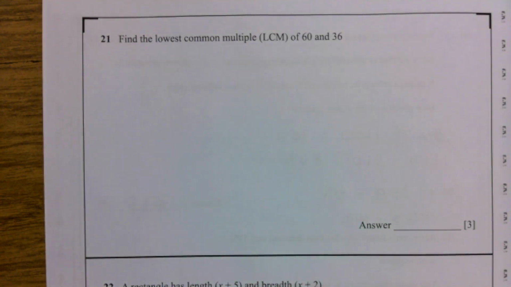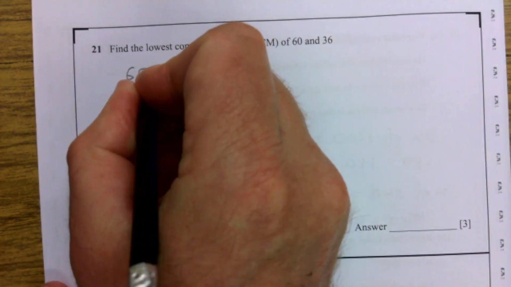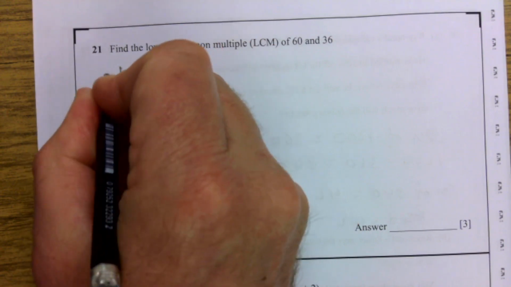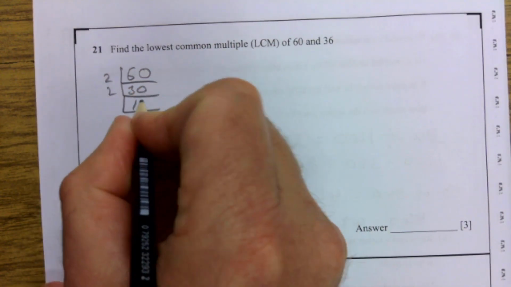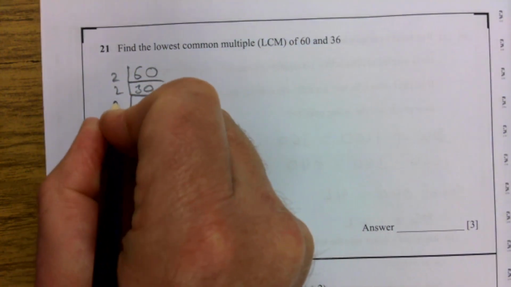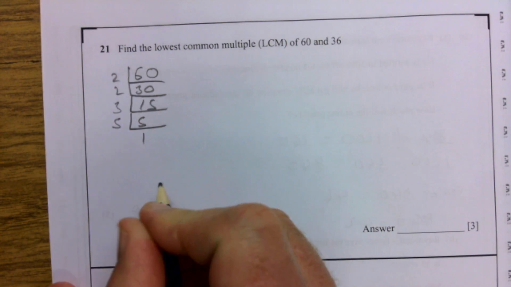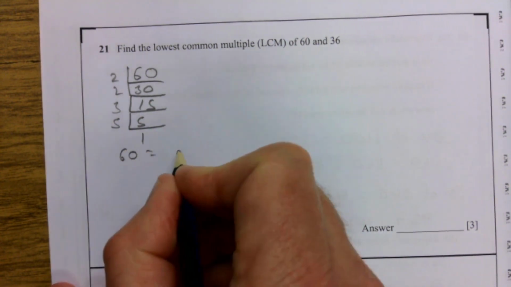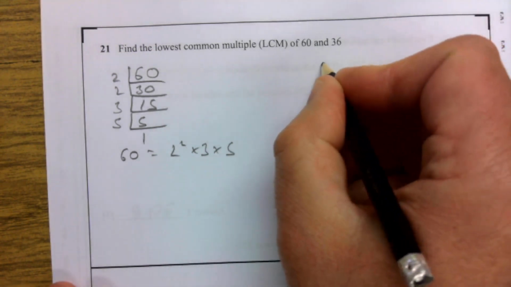Question 21, find the lowest common multiple of 60 and 36. Many ways of doing this one here. I'm going to do it by primes. So divide by 2, you get 30. Divide by 2, you get 15. Divide by 3, you get 5. Divide by 5, you get 1. So 60 equals 2 squared times 3 times 5.